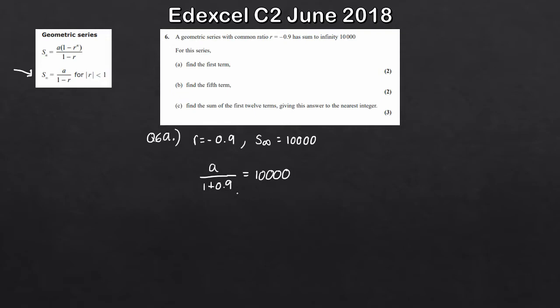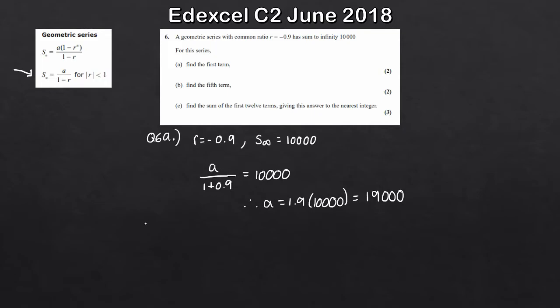So to solve this in terms of A, we just multiply both sides by 1.9. So A is equal to 1.9 lots of 10,000. And in that case, we get that A is 19,000. Okay, so that's our first term there.